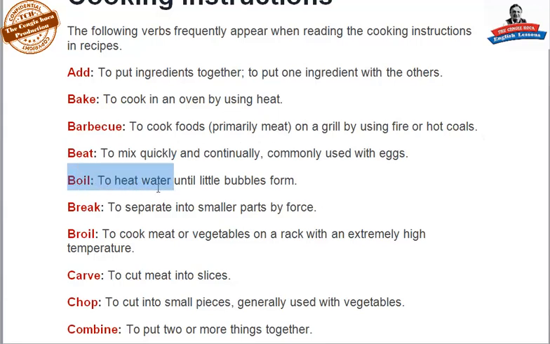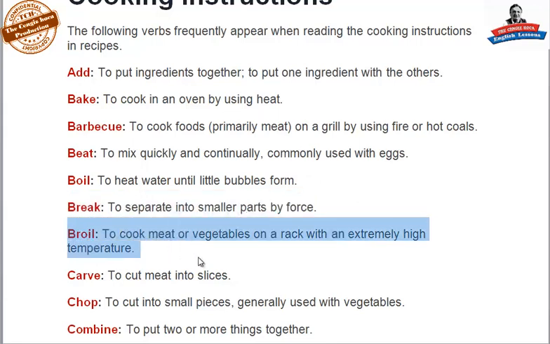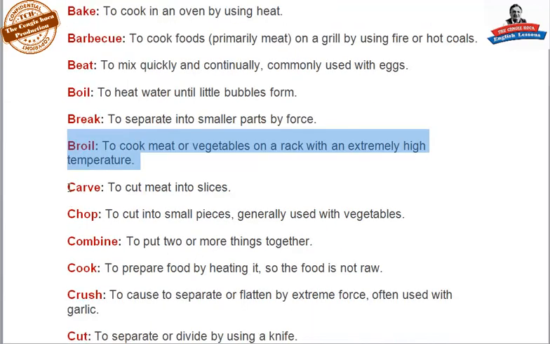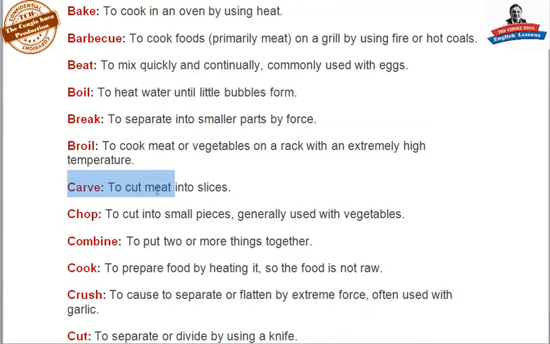Boil means to heat water until little bubbles form. Break means to separate into smaller parts by force. Broil means to cook meat or vegetables on a rack with an extremely high temperature. Carve is to cut meat into slices. Chop is to cut into small pieces, generally used with vegetables. Combine is to put two or more things together.